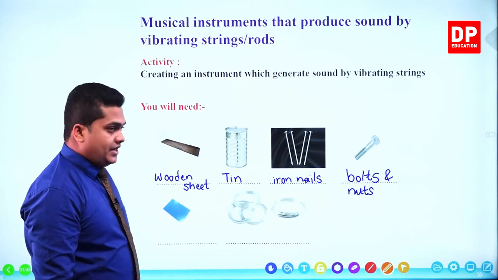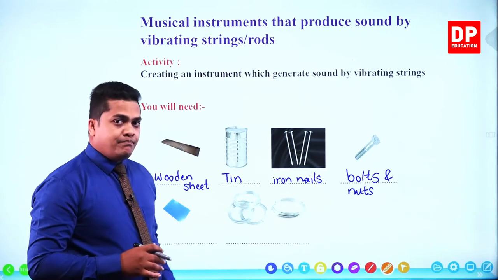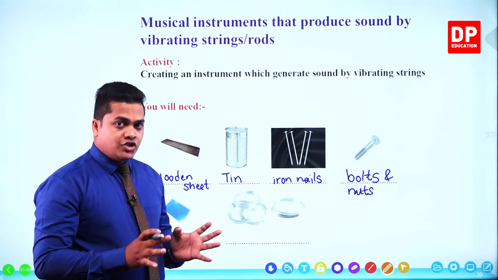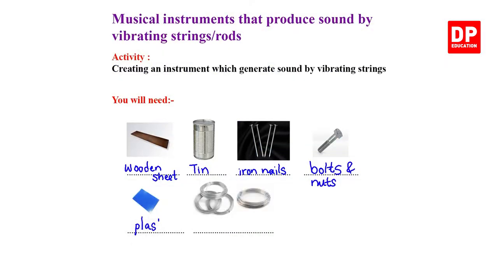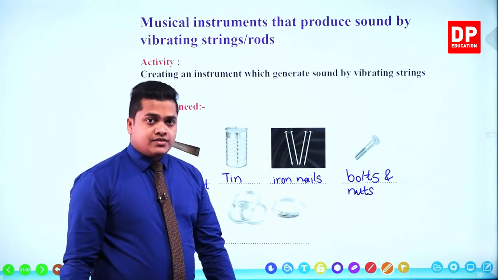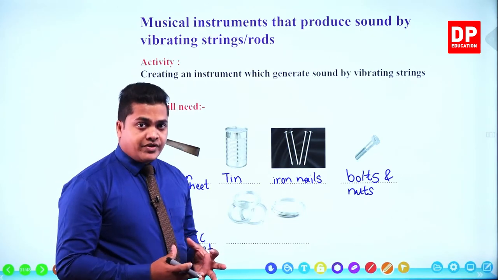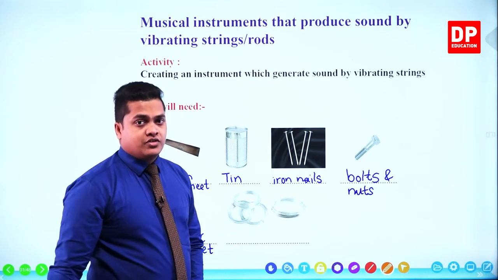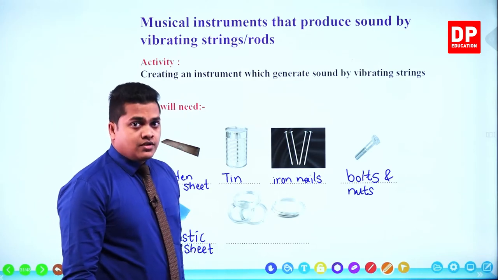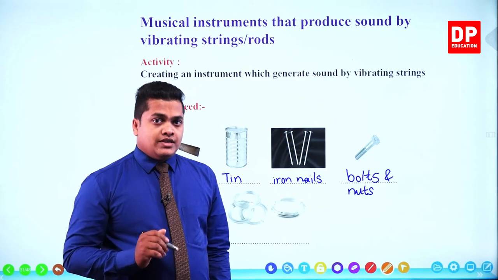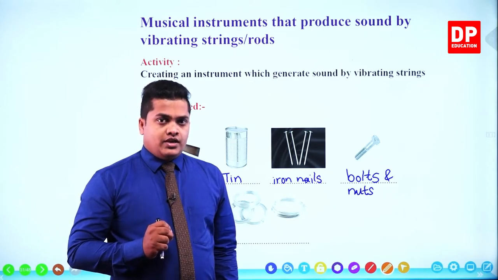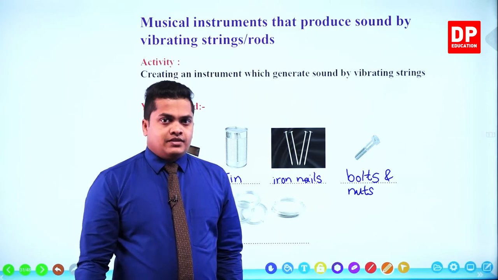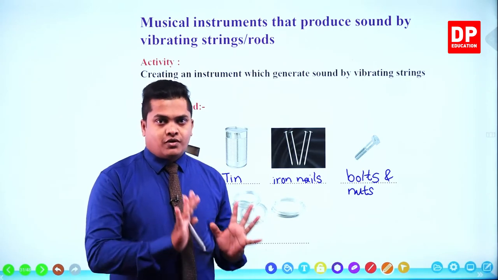Then we need a plastic sheet. And we need strings. Okay, here we are going to make an instrument which produces sound by the vibration of strings. So here we need several strings. When you are selecting strings, make sure that you need several strings with several thicknesses. Okay, it should have different thickness. Thickness of the string should be changed from string to string.